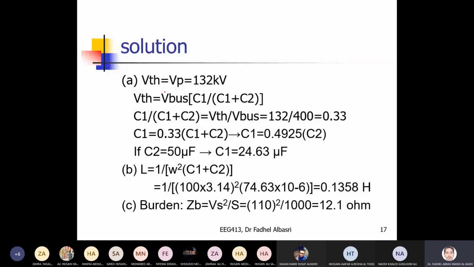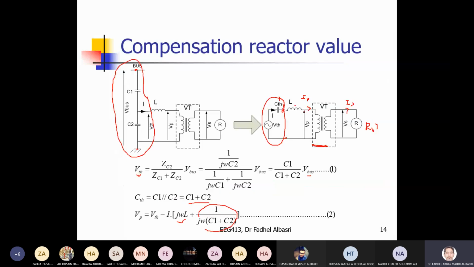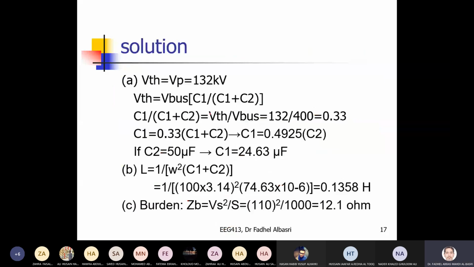So V Thevenin, as I said, at the end when we connect the inductor, we choose it such that this cancels, so VB will become the same as V Thevenin, and V Thevenin equals C1 times V bus over C1 plus C2. So this is direct, and V bus we know. V Thevenin is the same as VB, which is 132 kV. Substituting this value and this value, we get that V Thevenin over V bus is 0.33, from which we know from this relationship that C1 has to equal 0.33 times (C1 plus C2), from which C1 should equal about 0.5 of C2.